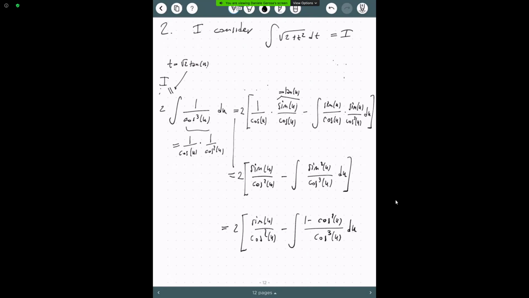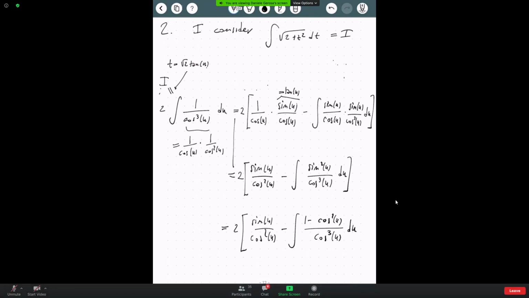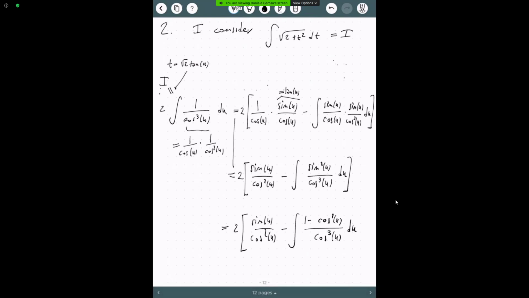What does it say above sin of u? Tangent. So this whole quotient is tangent of u, of course. Yep. Sorry for my handwriting. Okay. All right. So now what do we get here?